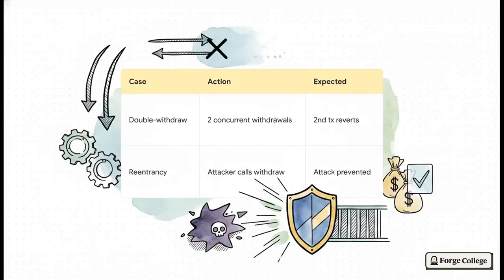For the double withdrawal case, we fire off 2 concurrent withdrawals and demand that the second one reverts. For reentrancy, we command our attacker contract to strike, expecting the attack to be completely prevented without duplicating balance deductions. Mapping this out is literally the cornerstone of trust for anyone interacting with our system in the future. It demonstrates exactly what actions we take and the precise, safe behaviors we absolutely expect our contract to exhibit under pressure.